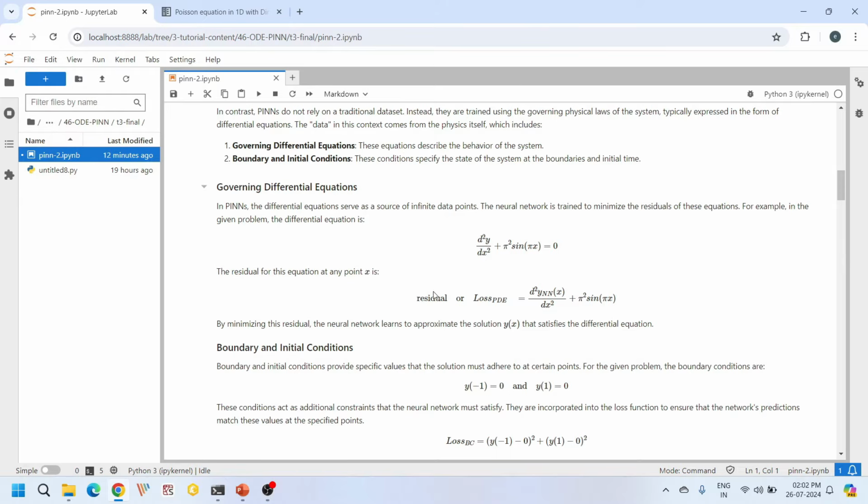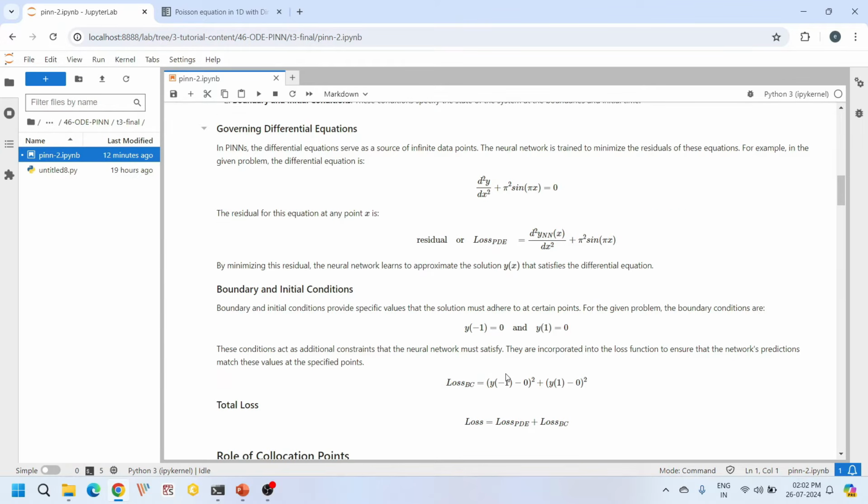So ideally we expect the output value to be 0. If it comes 0, then that is the exact solution. But if it is not 0, then there is an error. We have to minimize that error. By minimizing this residual, the neural network learns to approximate the solution y of x that satisfies the differential equation.